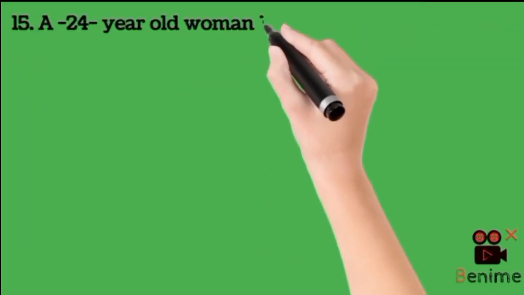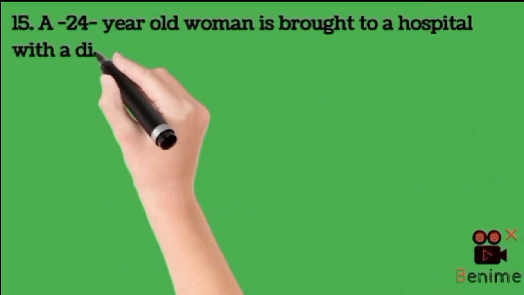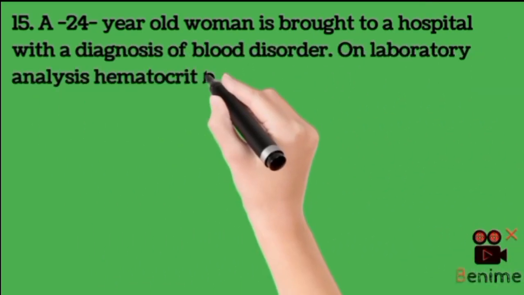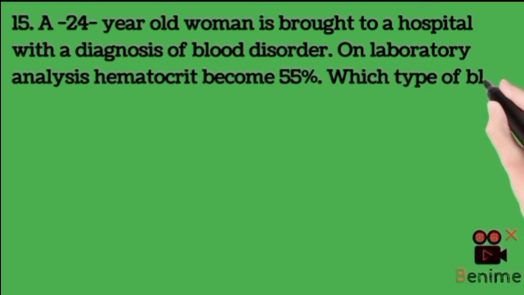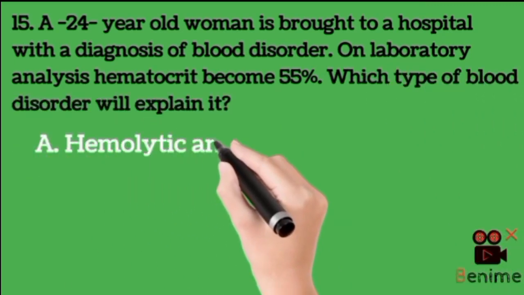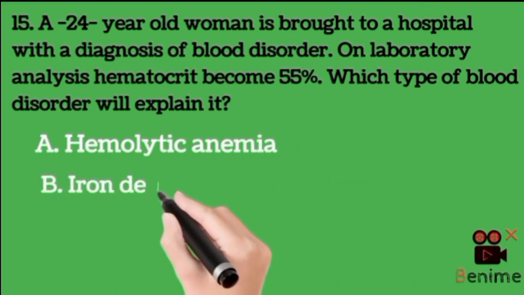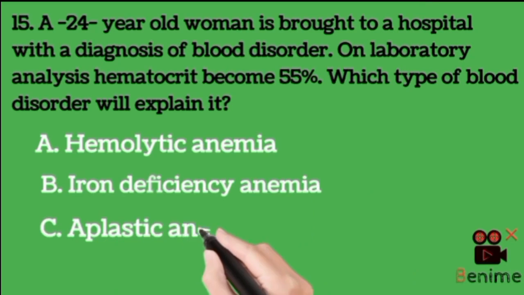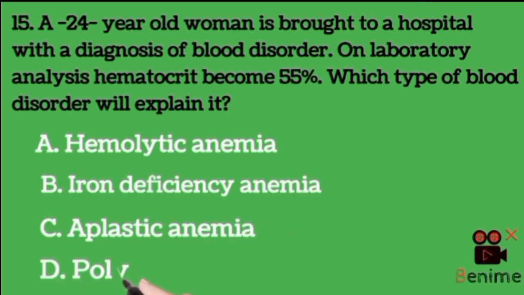15. A 24-year-old woman is brought to a hospital with a diagnosis of blood disorder. On laboratory analysis, hematocrit become 55%. Which type of blood disorder will explain it? A. Hemolytic anemia. B. Iron deficiency anemia. C. Aplastic anemia. D. Polycythemia.